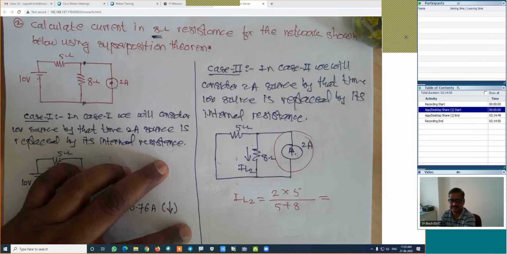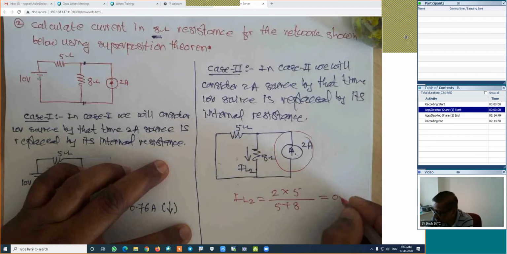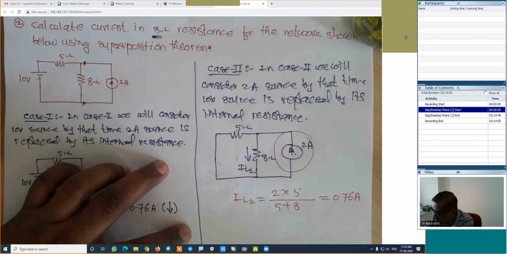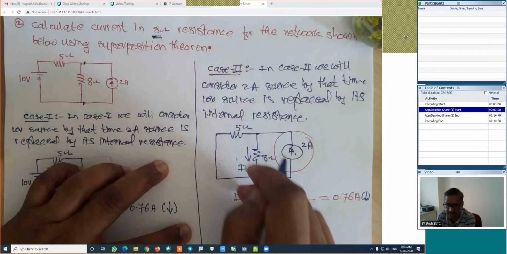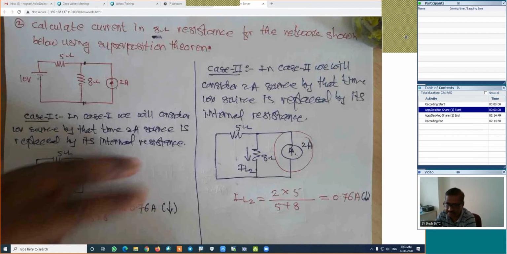Saurabh, unmute yourself. 0.76. Is it right? Yes, sir. And how is the direction in this case? Its direction is again downward. इसका भी direction downward है. Now how is the direction in the previous case?